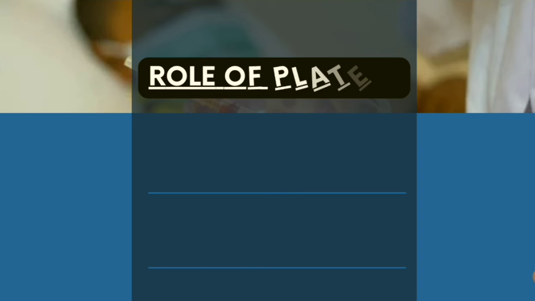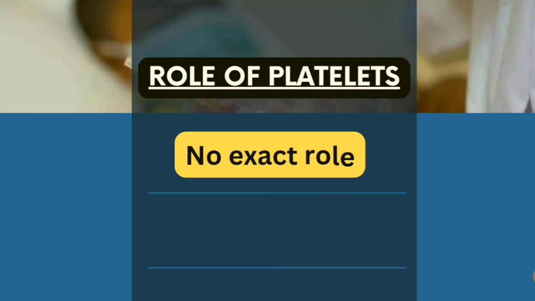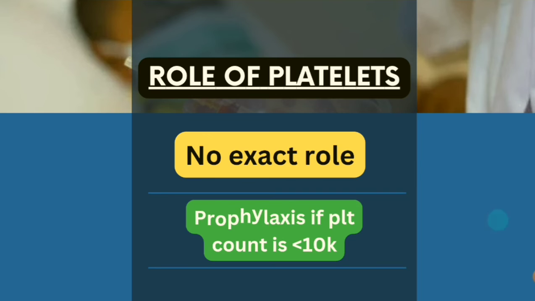Now let's discuss the role of platelet transfusion in case of dengue fever. There is no exact role, but we give it prophylactically if the platelet count is less than 10,000.